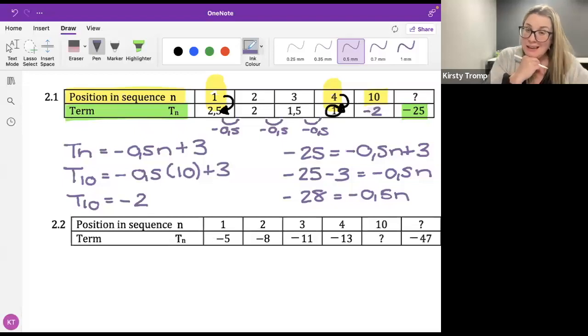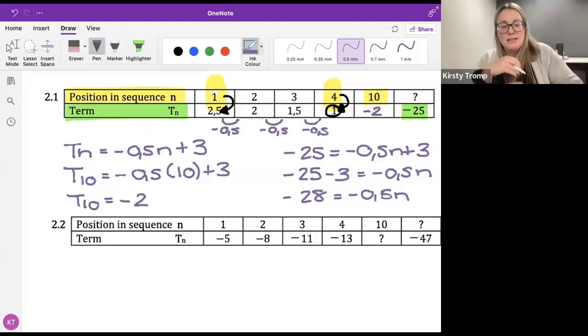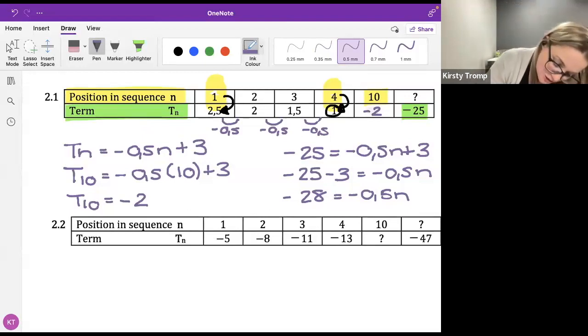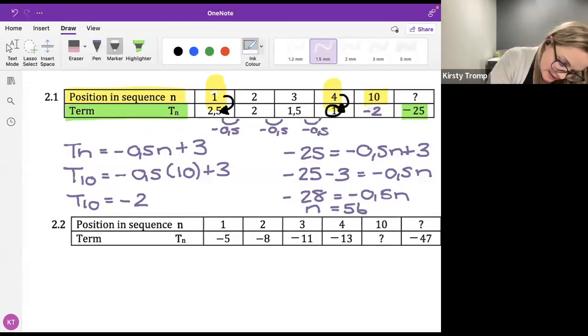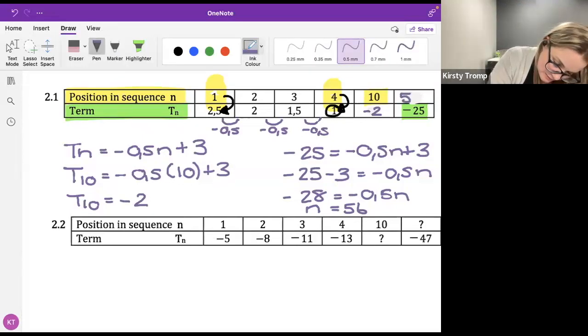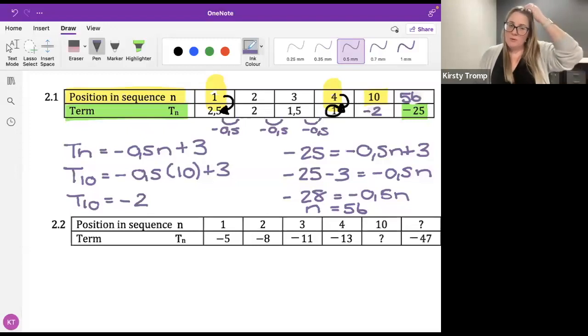Guys, what's negative 28 divided by negative 0.5? What's that on your calculator? What is it? It should be 56. Good. So n is going to be equal to 56. Well done. N equals 56. Well done.